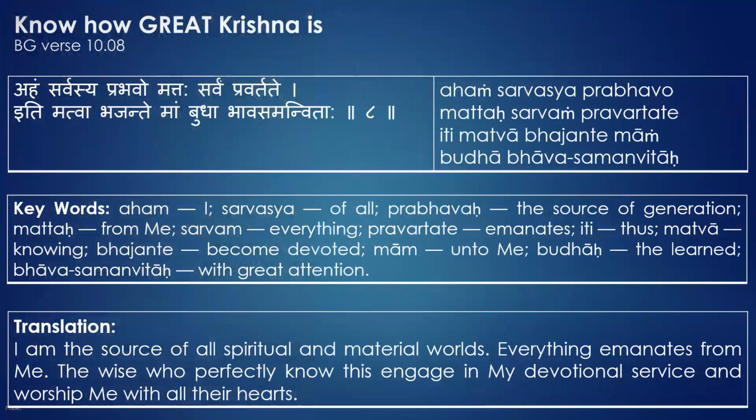We'll look at the first verse in this series of 4 verses. So the 4 verses are 10.8, 9, 10, and 11. We'll probably be able to complete one verse today. Aham sarvasya prabhavo mattah sarvam pravartate iti matva bhajante mam buddha bhava samanvitaha.